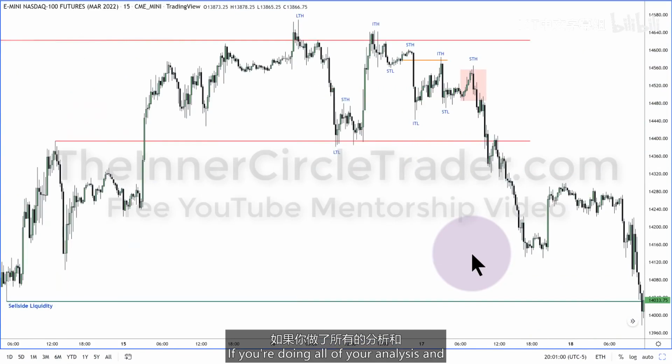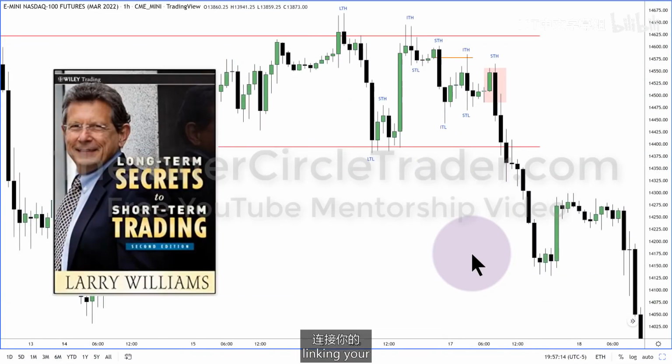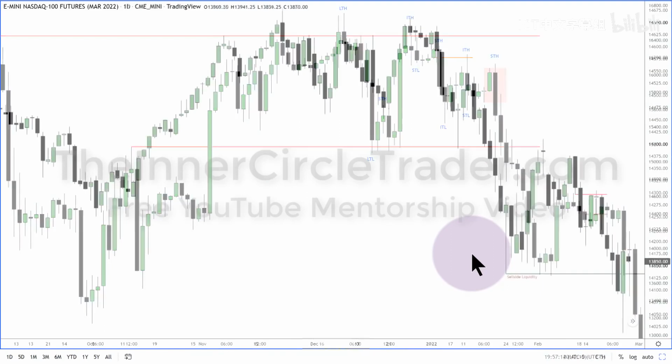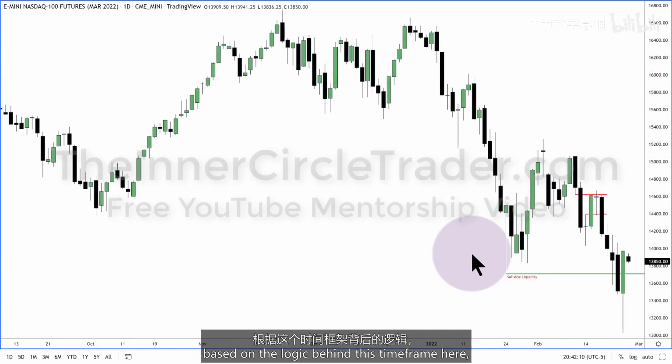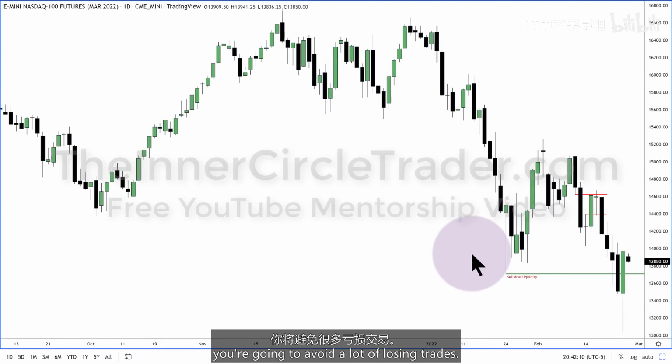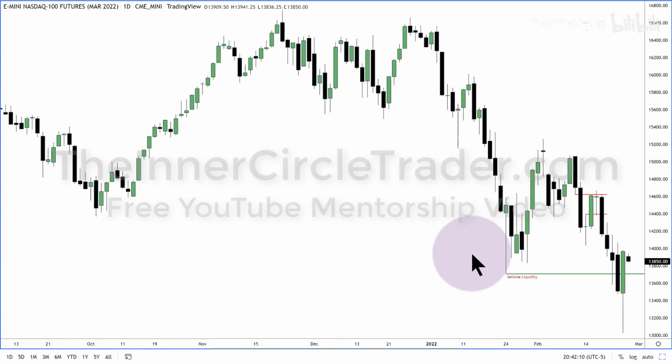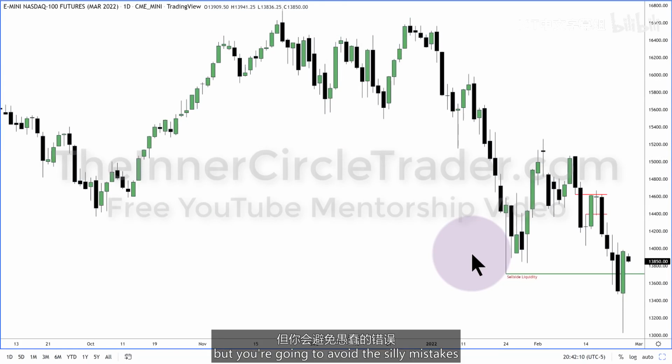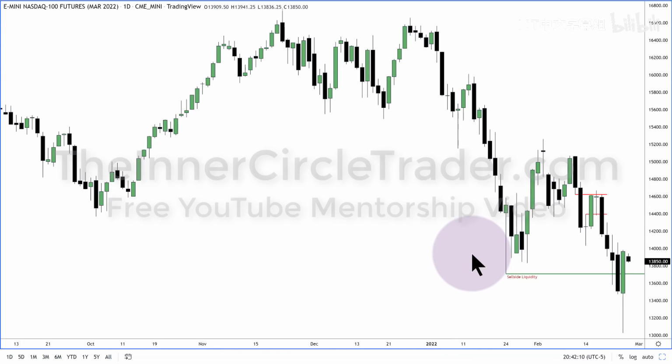If you're doing all of your analysis and linking your trade ideas based on the logic behind this time frame here, you're going to avoid a lot of losing trades. Now, you're going to lose, and you're going to have losing trades. I have losing trades. But you're going to avoid the silly mistakes that the majority of retail traders make.